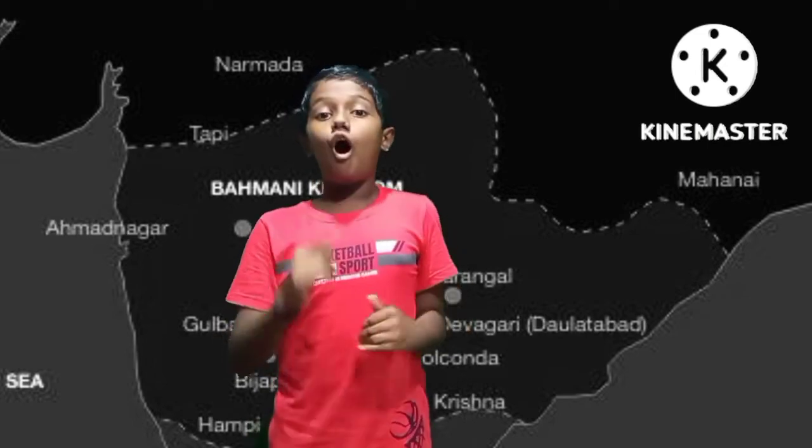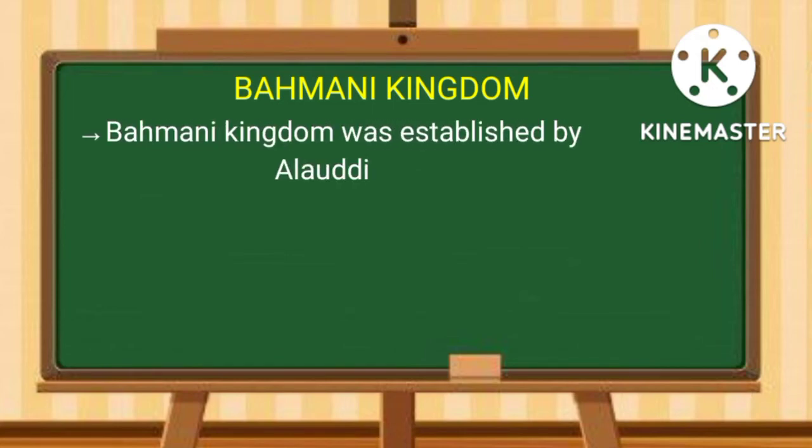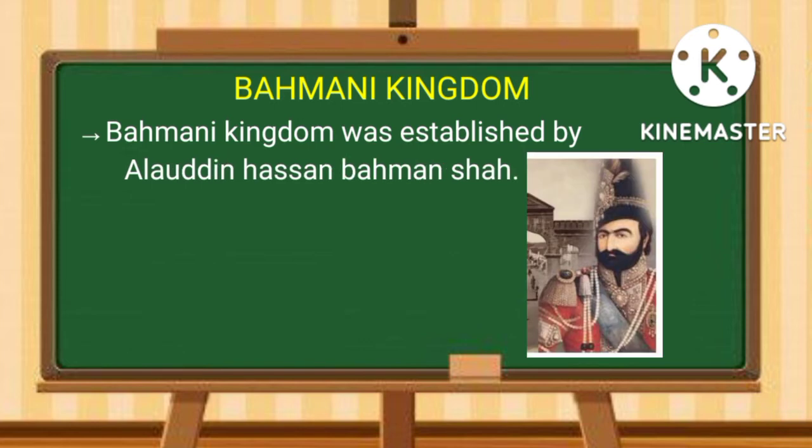Yes, the Bahmani kingdom is another kingdom, and these two kingdoms frequently engaged in wars to gain control of the Raichur region. The Bahmani kingdom was established by Alauddin Hassan Bahman Shah. Now we may have a doubt, because the Vijayanagara kingdom and the Chola kingdom both had power in southern India.